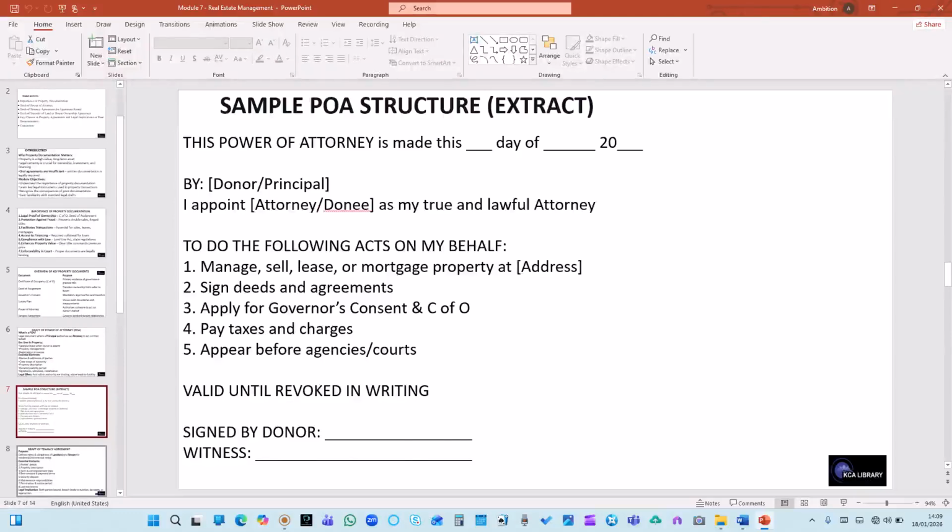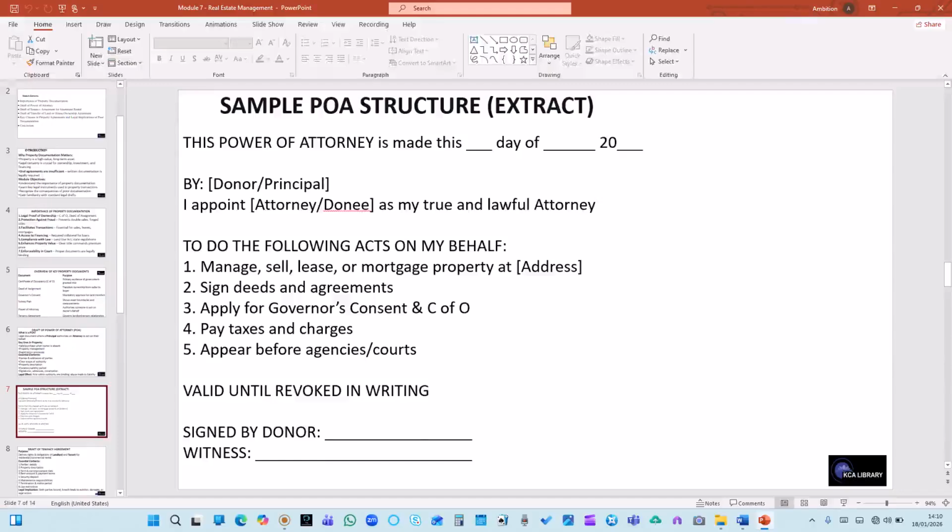Now let us look at a sample of power of attorney, the structure. Look at the format of a power of attorney. This power of attorney is made this day. You write the day, the date, the month, and the year, by the donor, that is the principal.